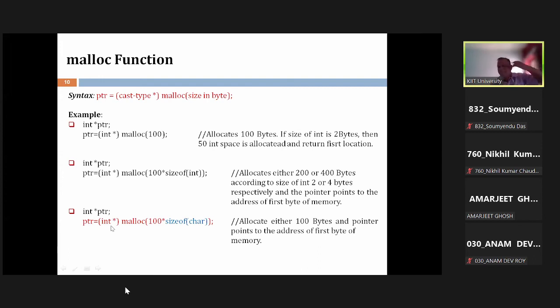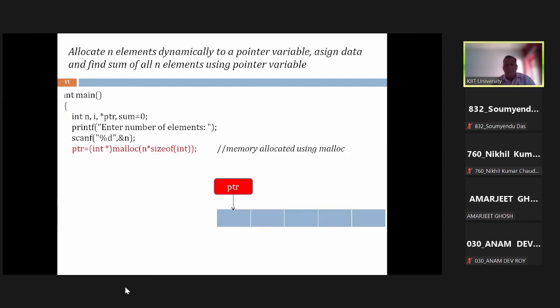Let's come to a problem. A small problem. Allocate elements dynamically to a pointer variable, assign data and find the sum of all elements using the pointer variable. I declare a pointer variable. My initial sum is 0. I use a counter i. Enter the number of elements to be stored, n. I can give n 5, I can give n 10. I wrote ptr assigns to int star malloc n into size of int.